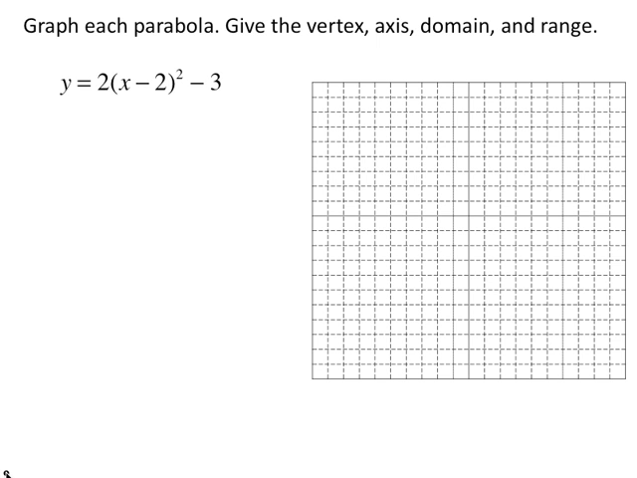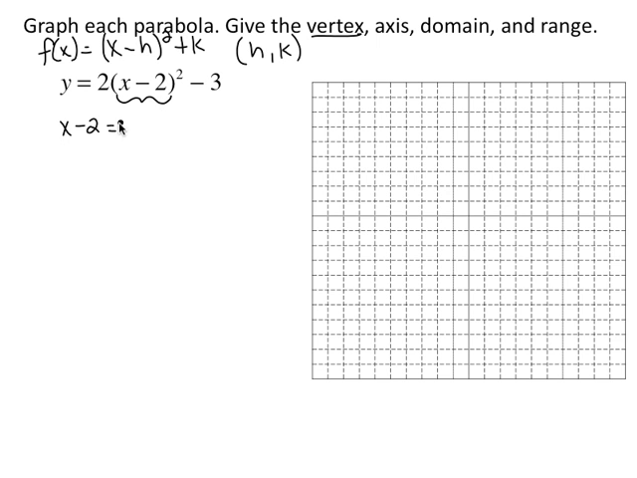Graph each parabola. Give the vertex, axis, domain, and range. The first thing I want to do is find the vertex. So the vertex, remember, if you have f of x is equal to x minus h squared plus k, the vertex is equal to h, k. So if we look at our equation here, we need to set this equal to 0.